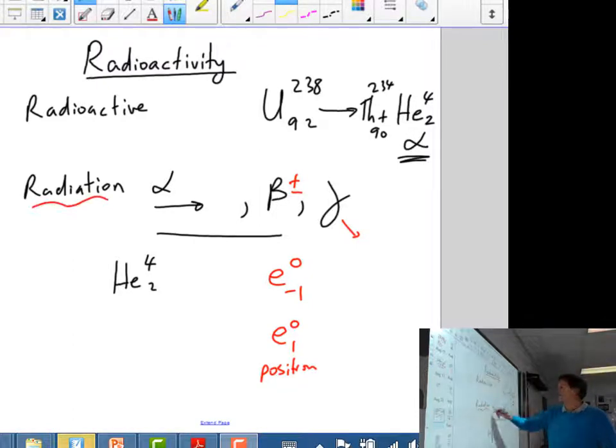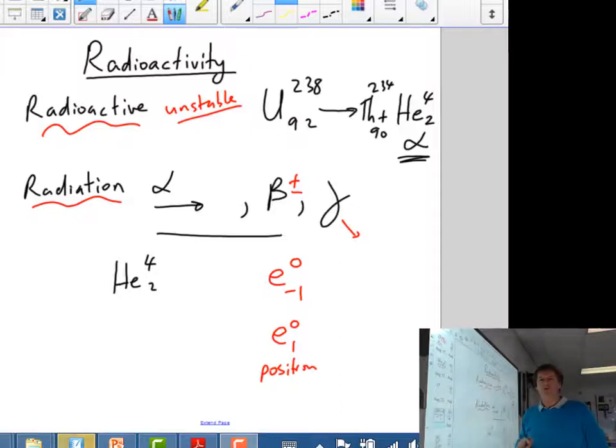So radiation is the stuff that comes off. Radioactive means it is going to release radiation because it's unstable. And there's a few reasons why it could be an unstable element or an unstable nucleus. So let's have a look at that.